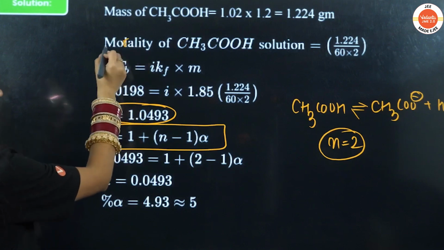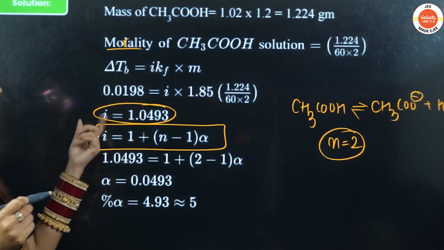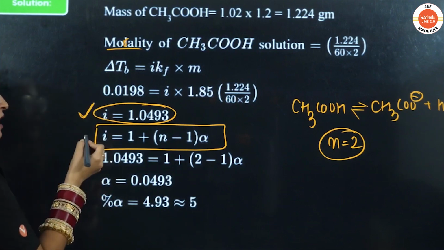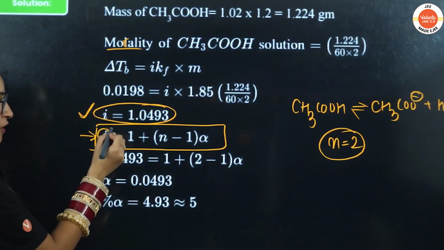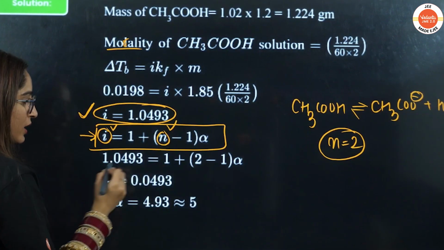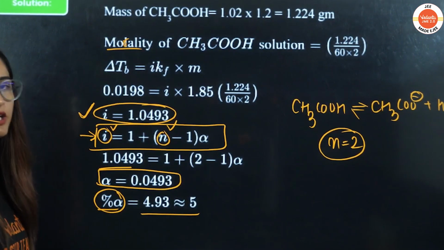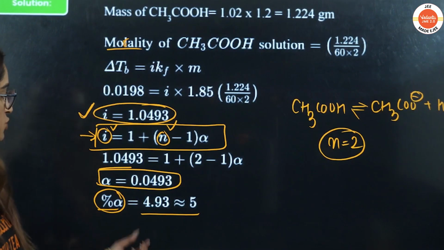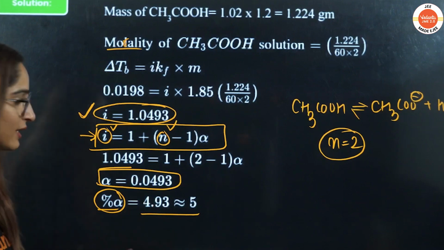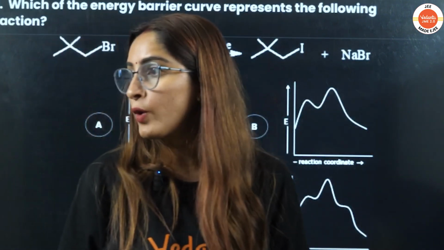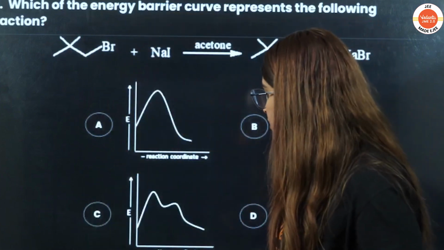You can just say this is the molarity, and molarity are equal to each other. You can calculate the value of i. After i, put the value of i, put the value of n, you can calculate the value of alpha. Then percentage dissociation will be when you multiply it by 100. So answer will be around 4.93. That is 5 is going to be the correct answer. Got it? Okay. Yes.